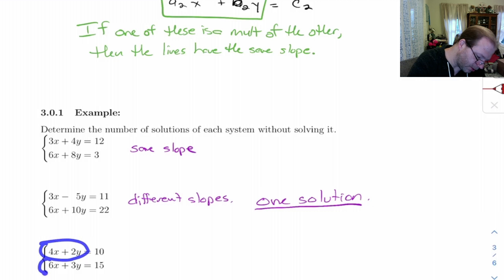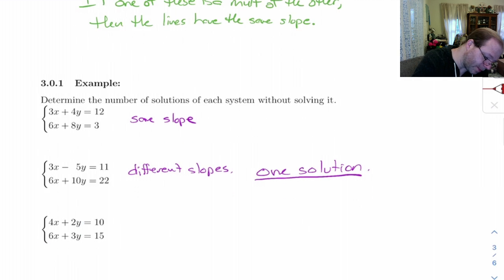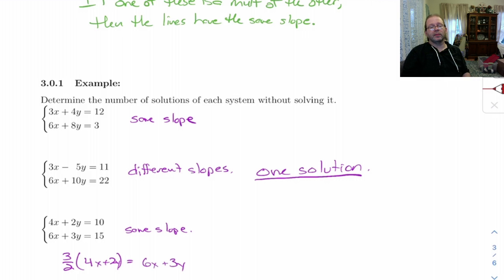Is this a multiple of that? All right, well, to go from 4 to 6, you'd have to multiply by 3 halves. And if you multiply 2 by 3 halves, you get 3. So yeah, these have the same slope. And maybe I should write that down here. If you take 3 halves times 4x plus 2y, what you get out of that, 3 halves of 4 is 6. 3 halves of 2 is 3. I should have a y there. So those guys have the same slope.